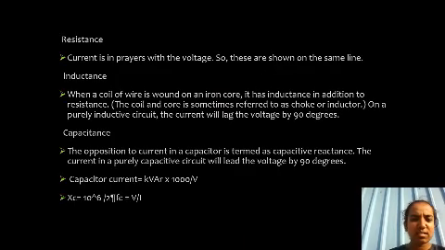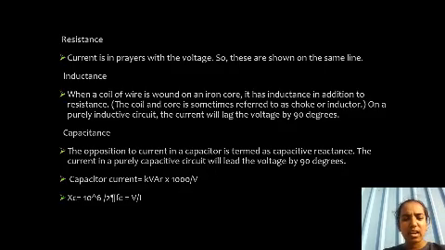Here they are saying the same thing. For resistance, current is in phase with the voltage, so these are shown on the same line. Inductance. When a coil of wire is wound on an iron core, it has inductance in addition to resistance. The coil and core is sometimes referred to as a choke or inductor. In a purely inductive circuit, the current will lag the voltage by 90 degrees.